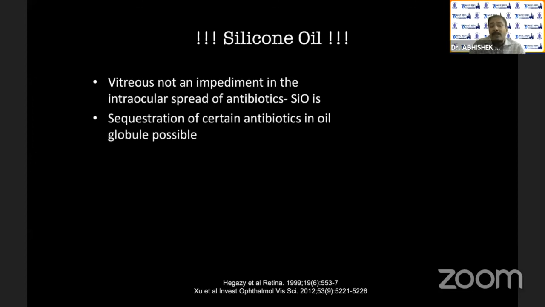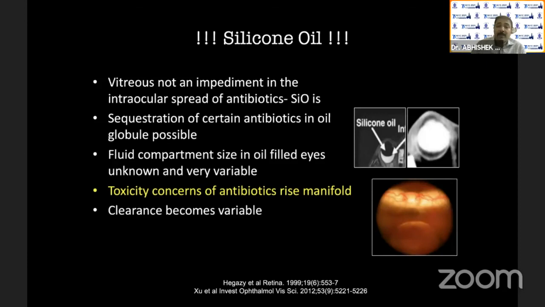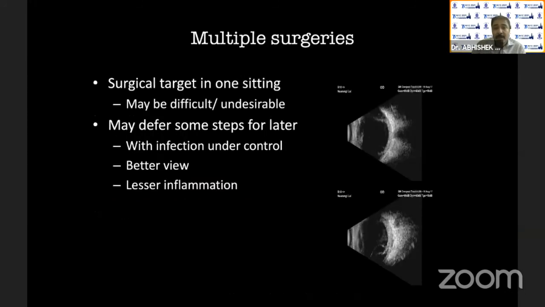And there is sequestration of antibiotics in oil when you inject inside oil. More so, whenever you inject oil, especially in an inflamed eye in poor visualization conditions, you're not very sure of the silicone oil fill. These are MRI images which show that the amount of fluid behind the silicone oil in a so-called proper fill is quite variable, and you have absolutely no idea of the fluid compartment, and you may go very grossly wrong with your calculations of antibiotics and have toxicity.